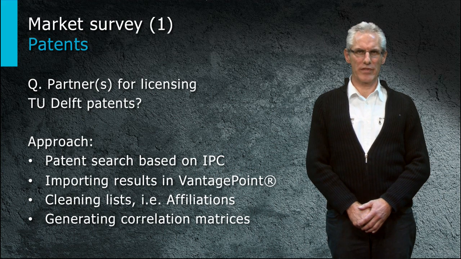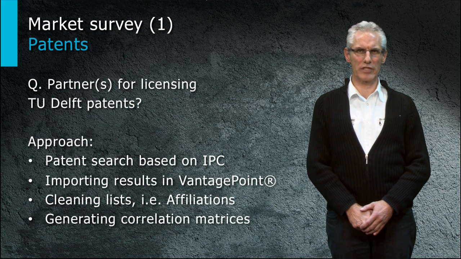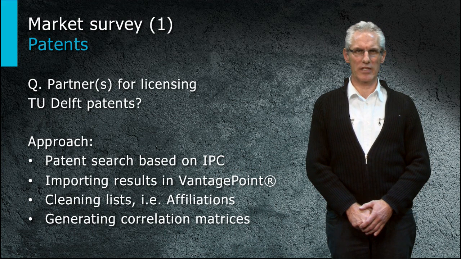This provided us with a list of applicants. Following this, we performed searches regarding the obtained applicants in order to determine the complete portfolios of these applicants. We imported all results in Vantage Point and cleaned the list of affiliations to be sure that we had a list with unique applicants. After this, we generated the correlation matrices, of which 3 are given partly and discussed in the next slides.